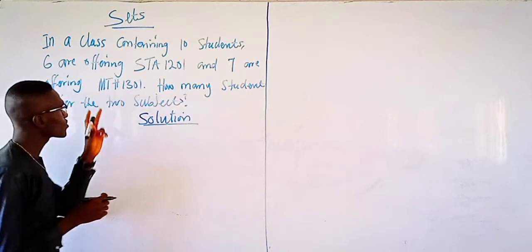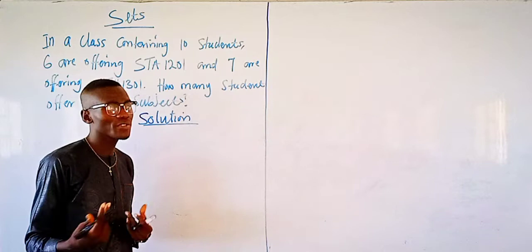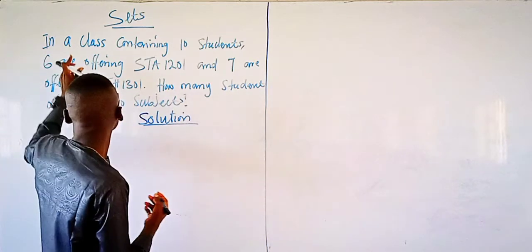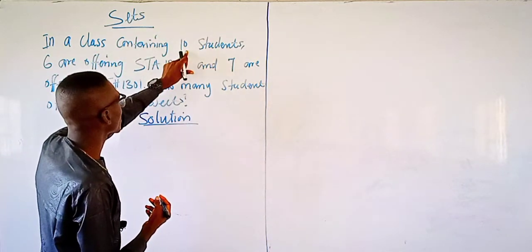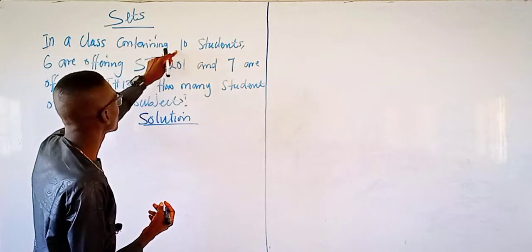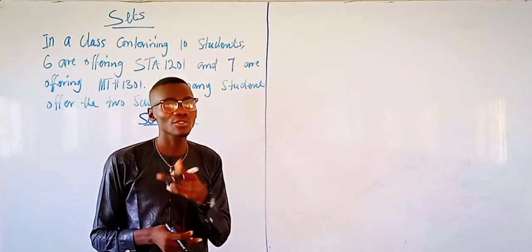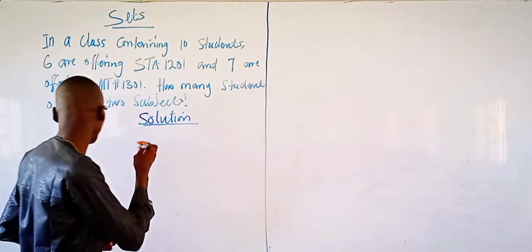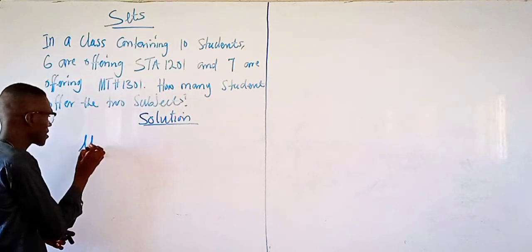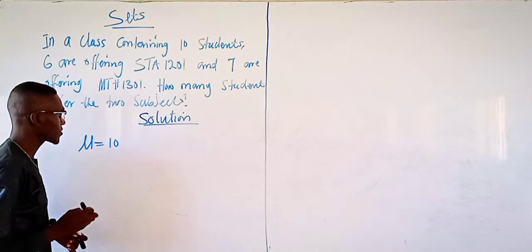So the first thing you should consider in this kind of question is what is your universal set, right? They said in a class containing 10 students, this very phrase is a very big keyword to use, right? Because the total students in the class is what? 10. That is our universal set. So the universal set, which I'll be denoting by mu, is equal to 10 students, right?